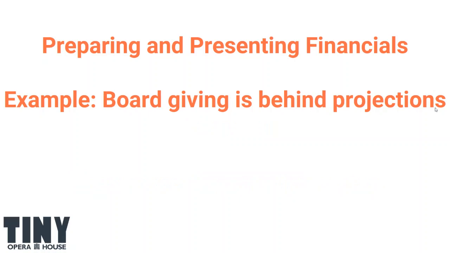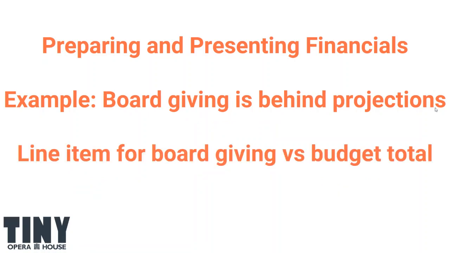If board giving is behind projections, in your line items of revenue, you can show board giving as a separate line item. If you've got grant revenue, donation revenue, you can call things out and draw attention and focus to things based on how you organize them. So maybe instead of showing all revenue as one line item, you show a couple different line items so that they can see where board giving is relating to this year versus last year.